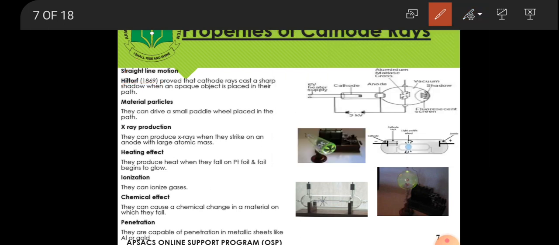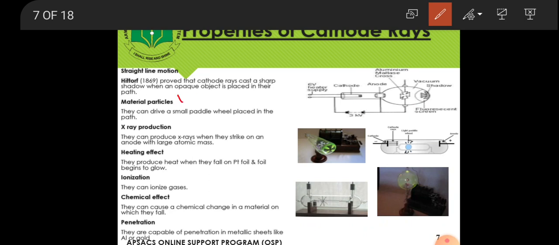The cathode rays originate from the cathode and move towards the anode, and when these cathode rays fall on an opaque object, then the shadow of the opaque object is cast on a fluorescent screen. This experiment was performed by Hittorf in 1869, and it proves that the cathode rays always travel in a straight line perpendicular to the cathode, and when they strike an opaque object, they cast a shadow on the fluorescent screen. So cathode rays have a straight line motion.